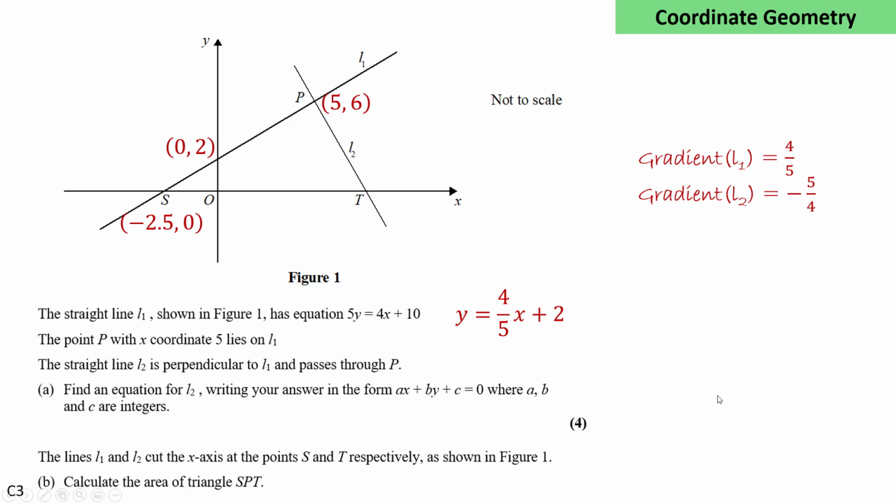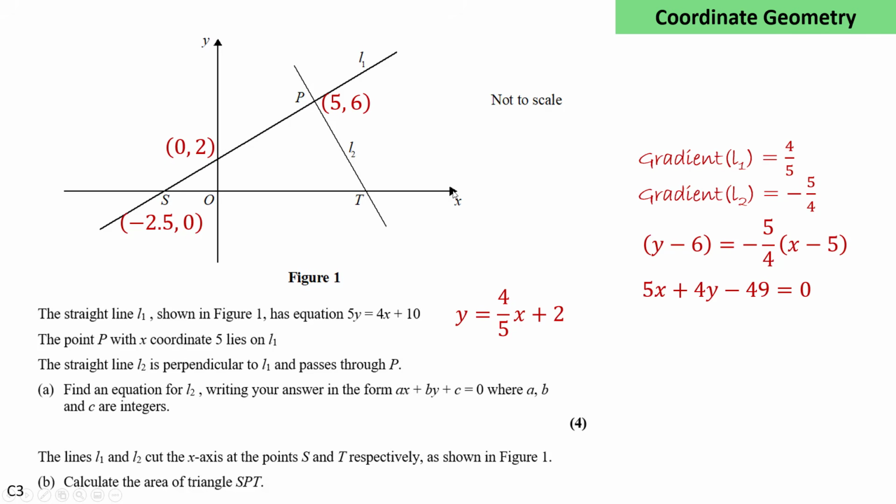The easiest form of equation will be y minus 6 equals minus 5/4 x minus 5. We are asked to write the answer in the form ax plus by plus c equals 0, where a, b and c are integers. So we have to multiply through by 4 and rearrange, in which case we get 5x plus 4y minus 49 equals 0.